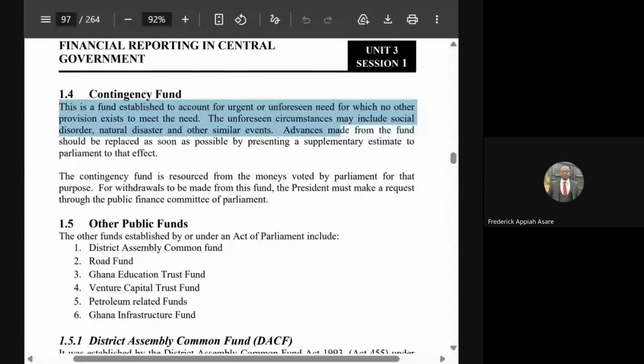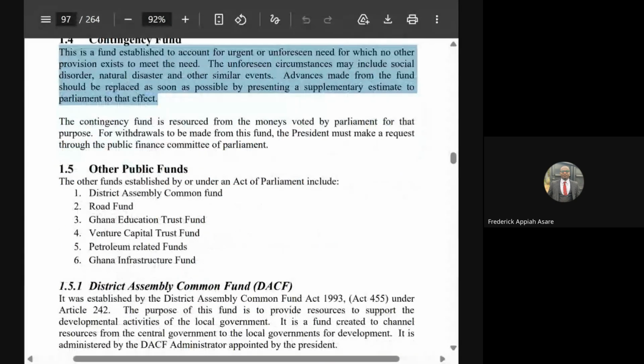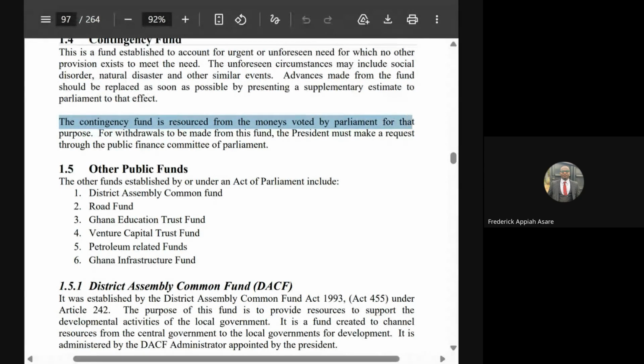Advances made from the fund should be replaced as soon as possible by presenting a supplementary estimate to Parliament to that effect. The contingency fund is resourced from the monies voted by Parliament for that purpose, and for a withdrawal to be made from the fund, the President must make a request through the Public Finance Committee of Parliament.